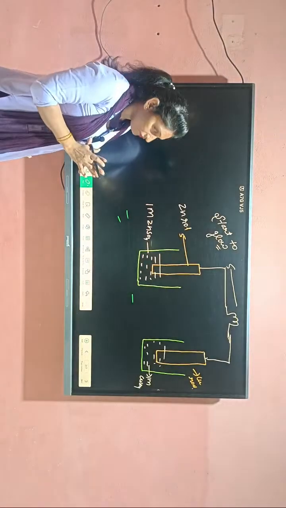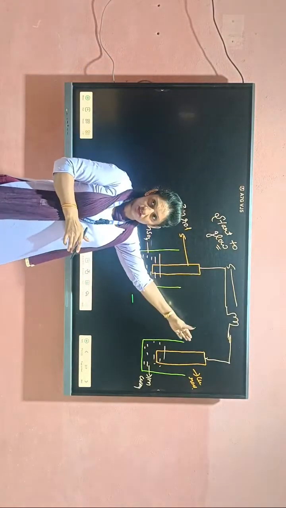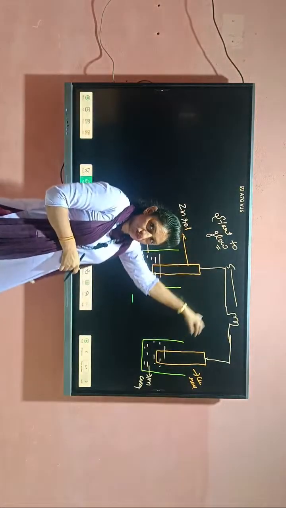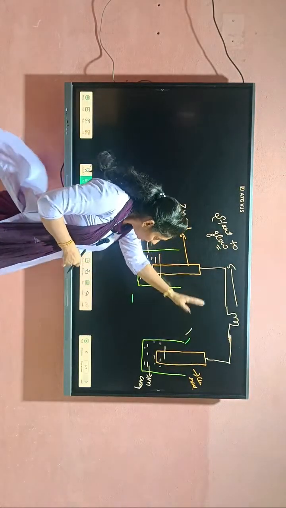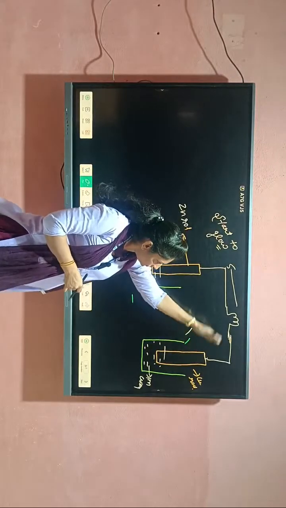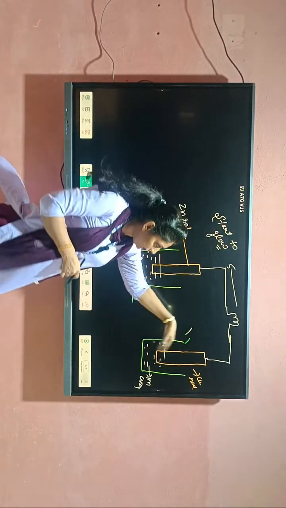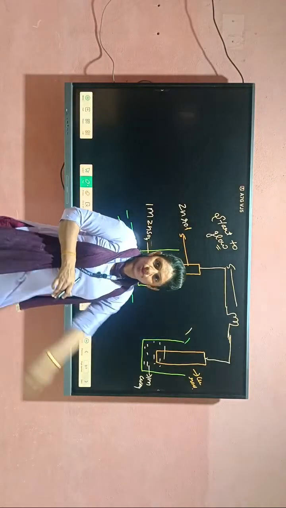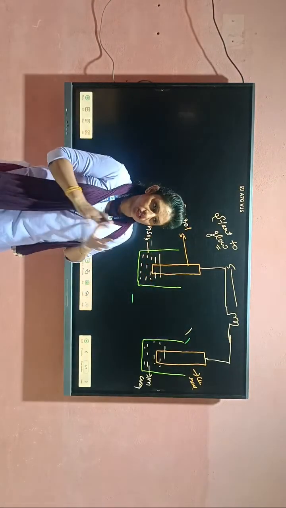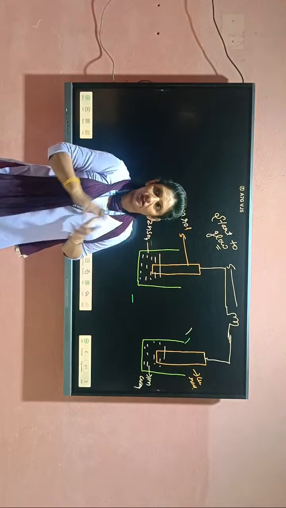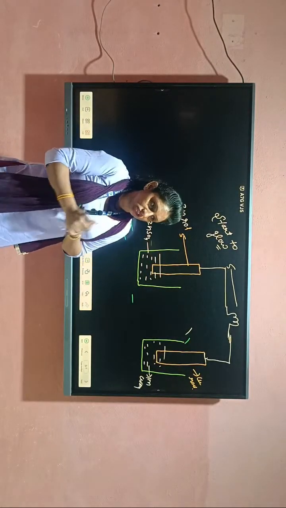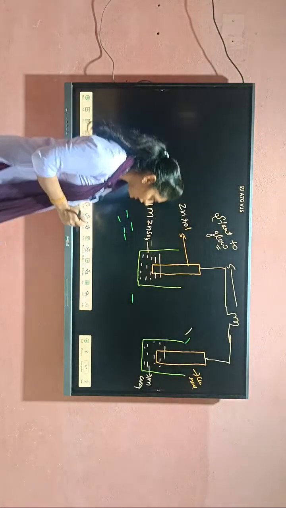You can observe, we are not using any cell, we are not using any battery, we are not using any switch here. But when we connect both of the containers, both of the metal rods, then these bulbs start to glow. Means electricity production is taking place here. Electricity is produced here. So how does it flow?